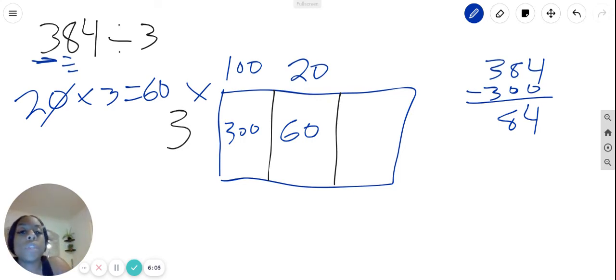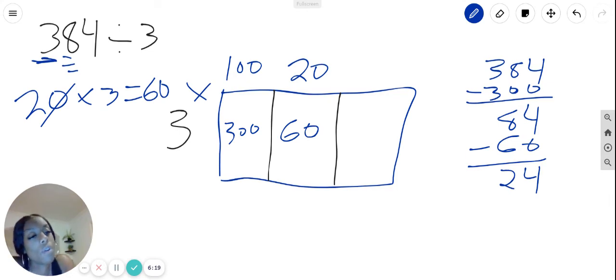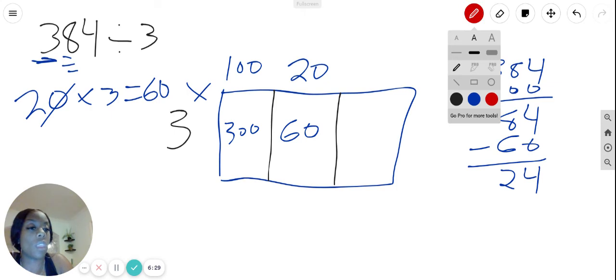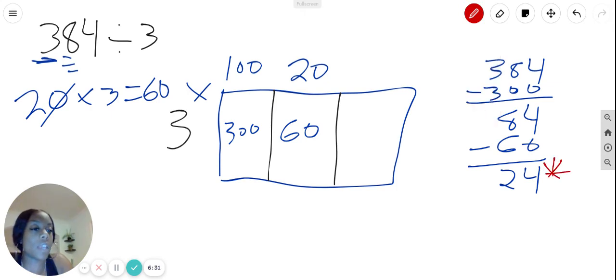Okay, so what do we do now? We come over here to the right, and we're going to put a 6 and a 0. 4 minus 0 is 4. 8 minus 6 is 2. Ooh, ooh, ooh. What do I see? I see a fact family that just brewed. 24 and number 3. 3 times what is 24?